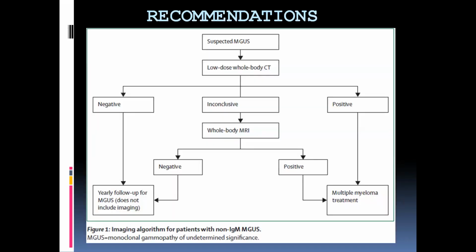Então, a gente tem, por exemplo, se for um MGUS, que é uma condição benigna, você faz uma CT de corpo inteiro, baixa dose. Se é positivo, você já considera tratar como mieloma. Por quê? Porque se é positivo, você tem uma lesão lítica, então você já tem que considerar que tem um mieloma múltiplo se desenvolvendo. Agora, se ele é negativo, você faz um seguimento anual.